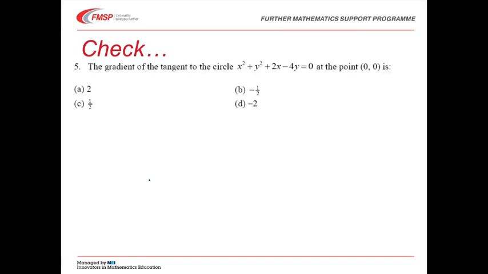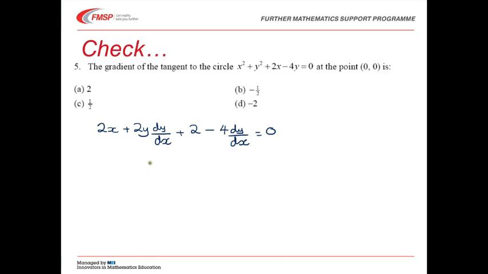Okay, pause the video while you have a go at this one. Right, let's see how you got on. So I'm going to differentiate each term in my equation. So differentiating x squared, I get 2x. Differentiating y squared, first with respect to y, and then multiply that with respect to x. Then differentiate 2x to get 2. And differentiate 4y with respect to x. So differentiate it with respect to y, and then times it by differentiating y with respect to x. Equals 0.